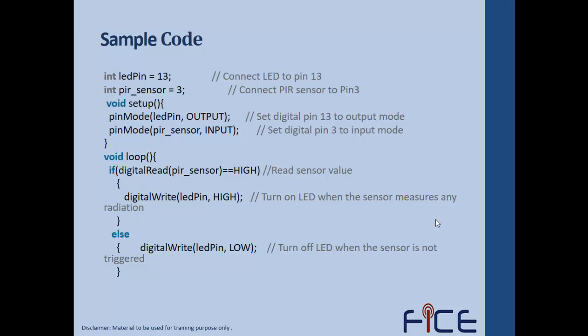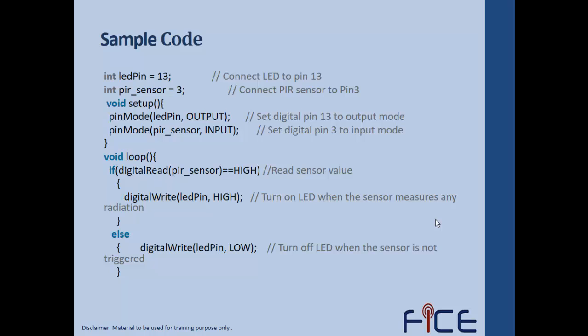After that, in the void setup I am using the pin mode API twice. In the first pin mode API I am setting the LED pin, that is pin number 13, as output, and in the next pin mode API I am setting the PIR sensor variable, that is pin number 3, as an input pin.